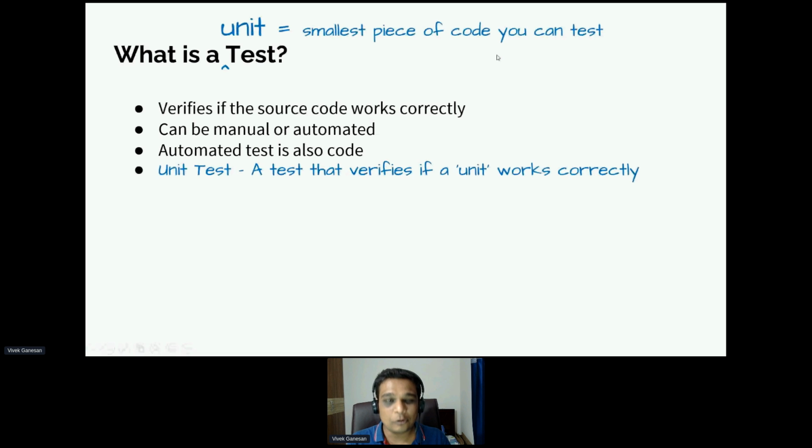So tying it all together, let's say you have a huge software, and in that, what is the smallest piece of code? It can even be one line of code. And if that is the smallest piece that you can test, then that becomes a unit. And a test that tests this unit is called a unit test, right? So unit test is nothing but a test that verifies if a unit works correctly. A unit can even be one line of code, the smallest piece that you can think of. That is a unit test.